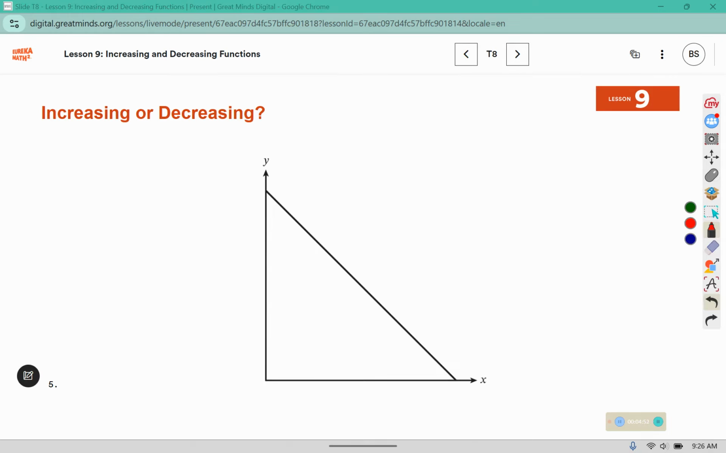And this last one is straight, so we can describe it as linear, and it is sliding down as we move from the left side to the right side, so it is decreasing.